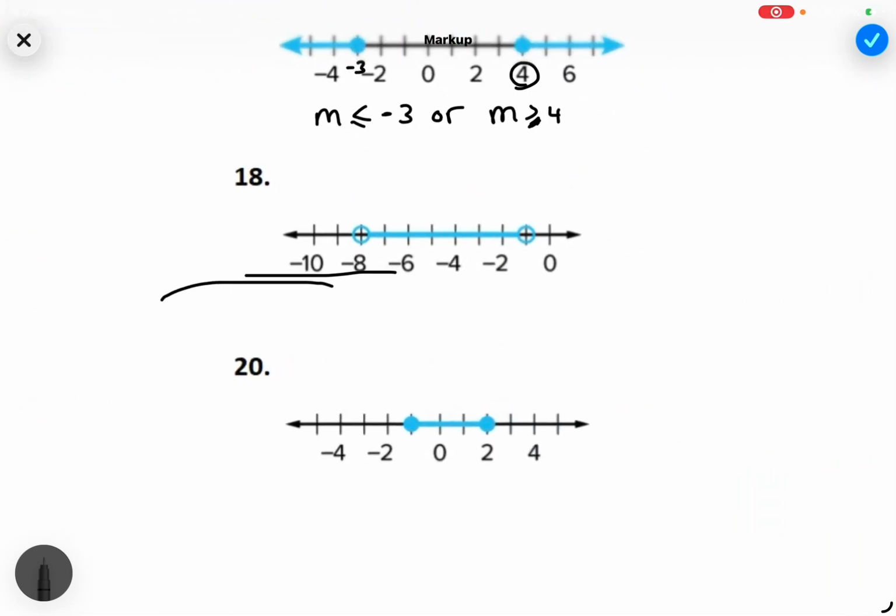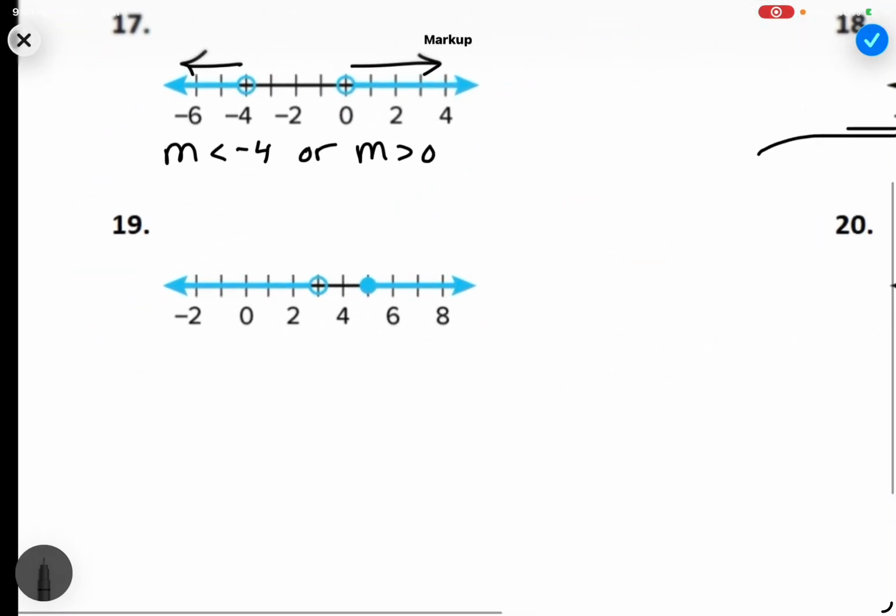Okay. This one, it's between -8 and -1. -8 is less than m, which is less than -1. That's how you write it when it's between. I hope this makes sense. I promise I'm trying more. Question 19. How do you do it?